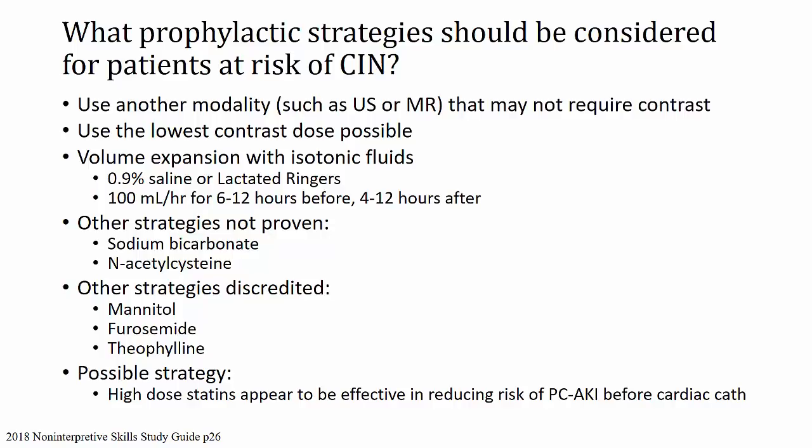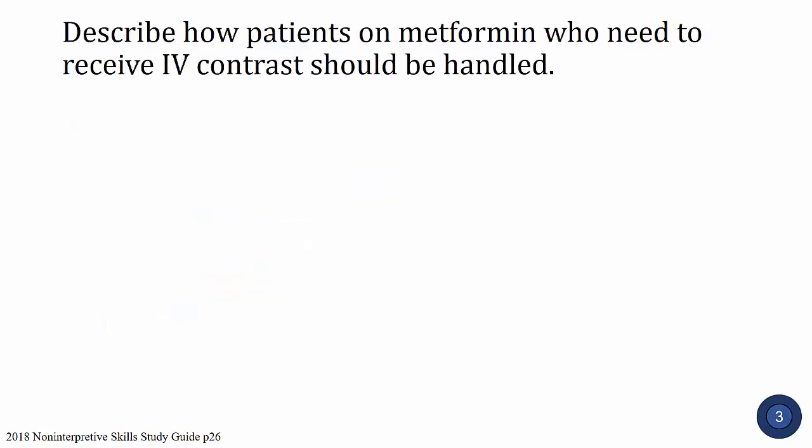Other strategies that have not been proven include sodium bicarbonate and N-acetylcysteine, and strategies that have been discredited include mannitol, furosemide, and theophylline. And a possible strategy that is emerging is that of high-dose statins, because they appear to be effective in reducing the risk of post-contrast acute kidney injury before cardiac catheterization. So that one is out there being studied. Next question. Describe how patients on metformin who need to receive IV contrast should be handled.